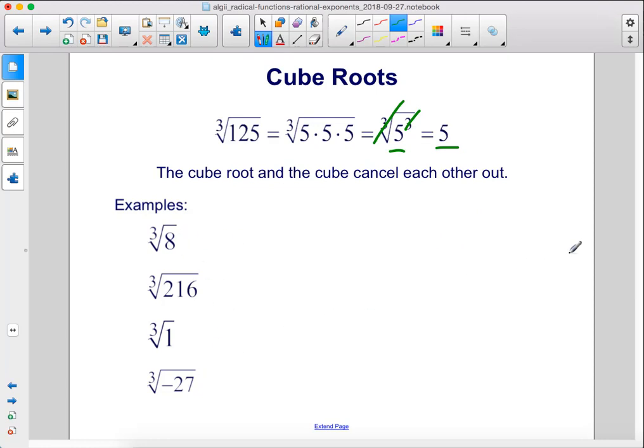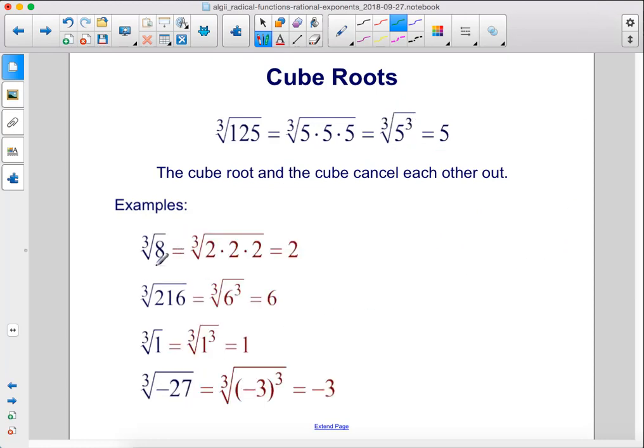Here's some more examples. 8 can be rewritten as 2 times 2 times 2, which is 2 cubed. Then the cube would cancel out with the cube root, leaving us with 2. Here, 216 can be rewritten as 6 cubed. Cancel out those cubes, and we are left with 6.